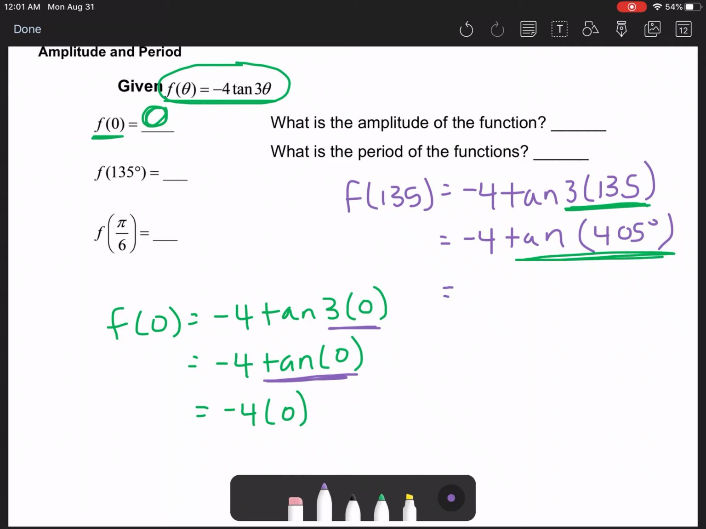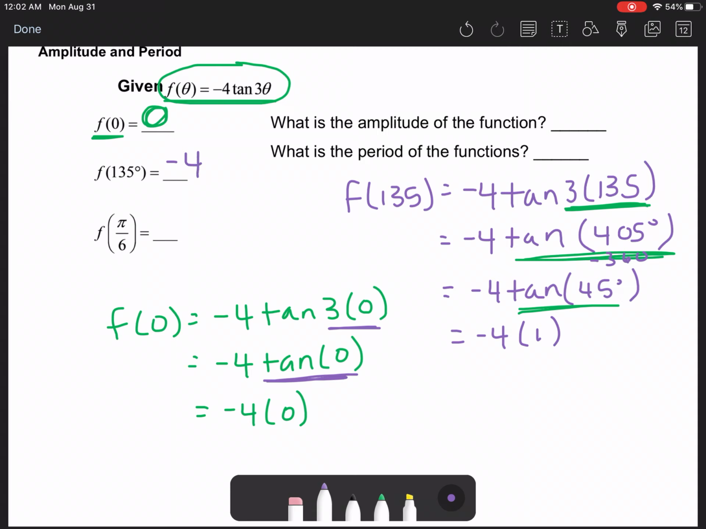So tangent at 405 degrees, well, if we're looking at that, that's too big, that's not on our unit circle. So think about your coterminal angles that we learned last unit. I'm going to subtract 360 from this. And if I subtract 360, I get 45 degrees. So coterminal angles, we know, have the same trig values. So we can use 45 degrees instead. The tangent of 45 degrees, that's what we're going to do next. Unit circle is 1. And then -4 times 1 is -4.